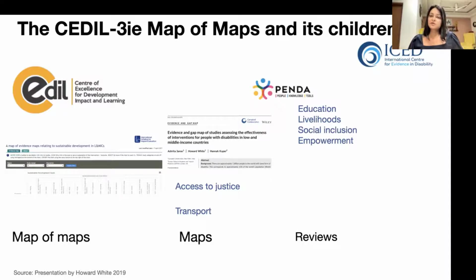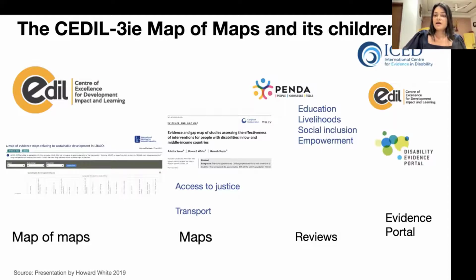As a result of this work, the International Center for Evidence in Disability has also funded and produced a disability evidence portal. This portal will use evidence from these systematic reviews and plot the evidence to make it accessible and usable for decision-making bodies across the LMICs and across the world. So you can see that, starting with evidence and gap maps, equity issues always remained constant, and the work is now being used by decision-making bodies through tools like the disability evidence portal as well.